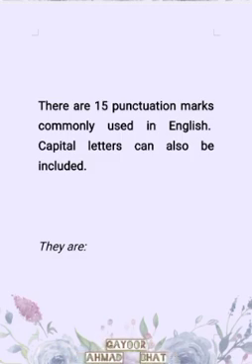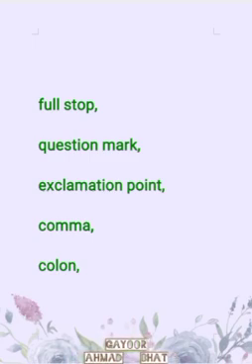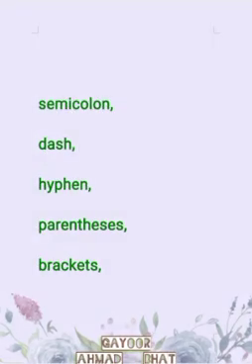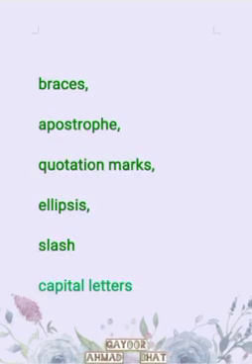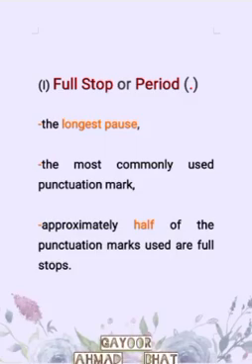And dear friends, there are 15 punctuation marks commonly used in English. Capital letters can also be included, and the 15 punctuation marks are full stop, question mark, exclamation point, comma, colon, semicolon, dash, hyphen, parenthesis, brackets, braces, apostrophe, quotation marks, ellipsis, slash, and capital letters. Although capital letters are not included in the punctuation marks, these are very important as far as the overall process of punctuation is concerned. Now friends, let's discuss the punctuation marks one by one, what they are and where they are used.